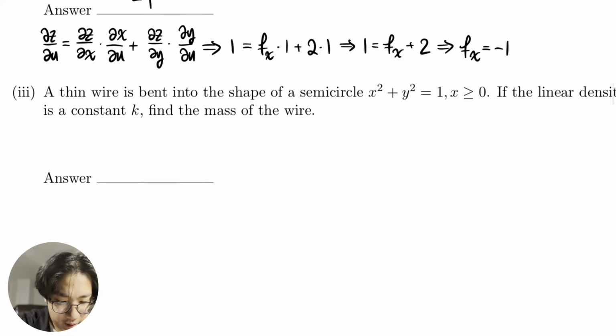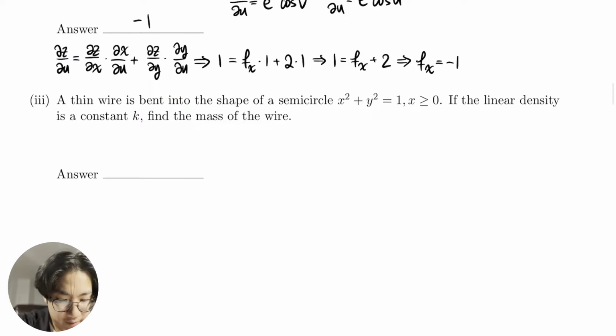Okay, last part here. A thin wire is bent into the shape of a semicircle. x squared plus y squared is equal to 1, x is greater than or equal to 0. The linear density is a constant k. We want to find the mass of the wire.